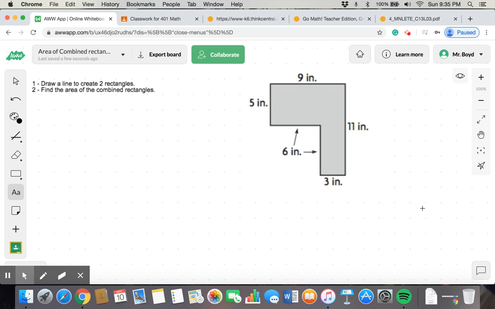Hello, fourth grade. I'm going to show you a slightly different way in example 2 of how we can find the area of a combined rectangle. So our first step is going to be the same, to draw a line to create two rectangles. So now, again, we're going to find the area of rectangle 1 and the area of rectangle 2, and then we will add them together.